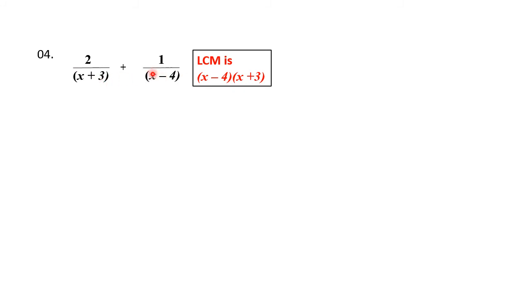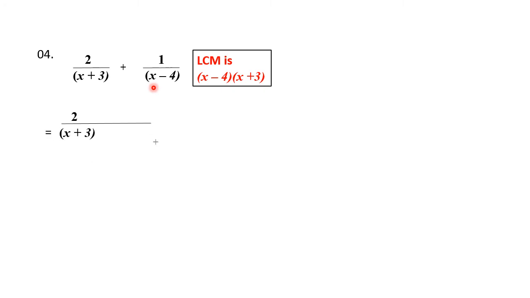There is no relation between the two expressions. Therefore, this is like the previous numerical example. So the LCM is found by multiplying the two, x plus 3 into x minus 4. So here we have x plus 3, therefore we should multiply the first one by x minus 4. And the second one, here we have x minus 4, therefore we should multiply this by x plus 3.